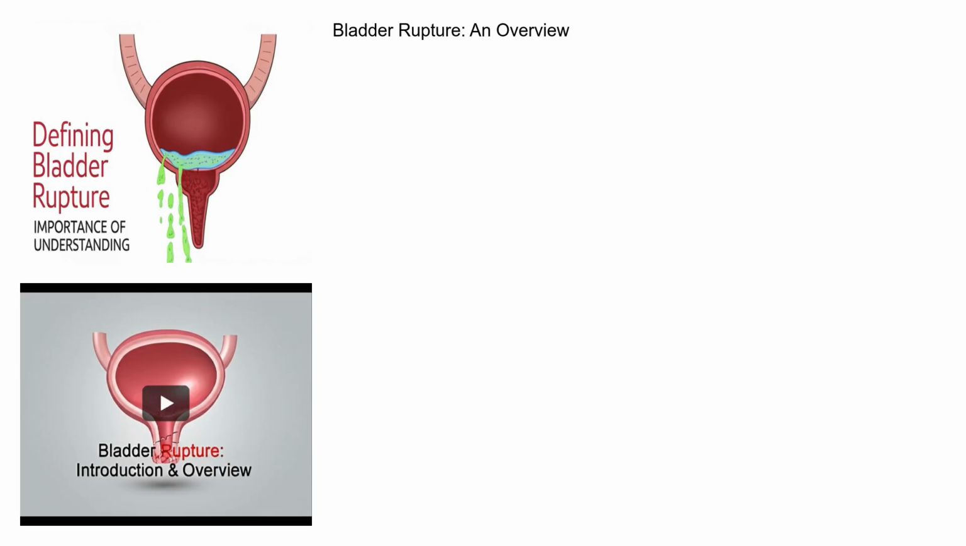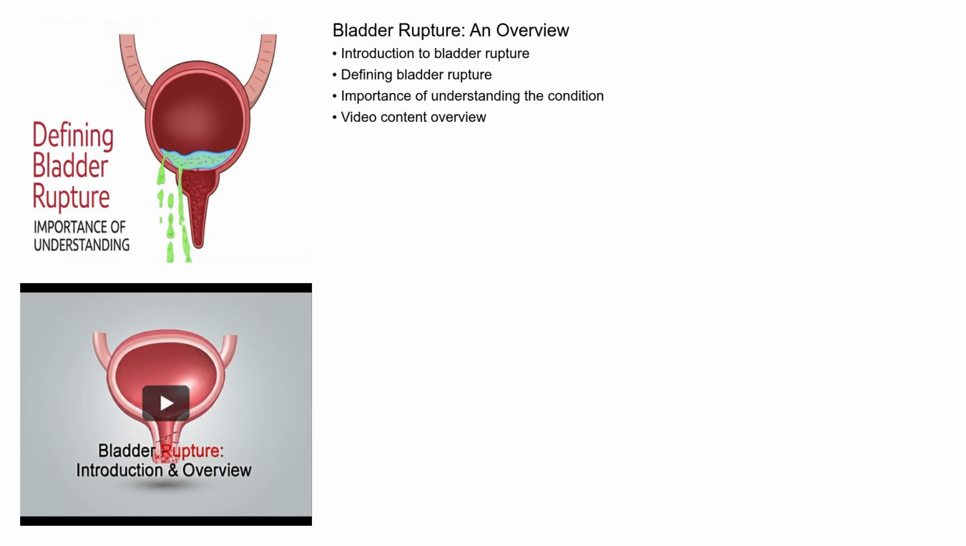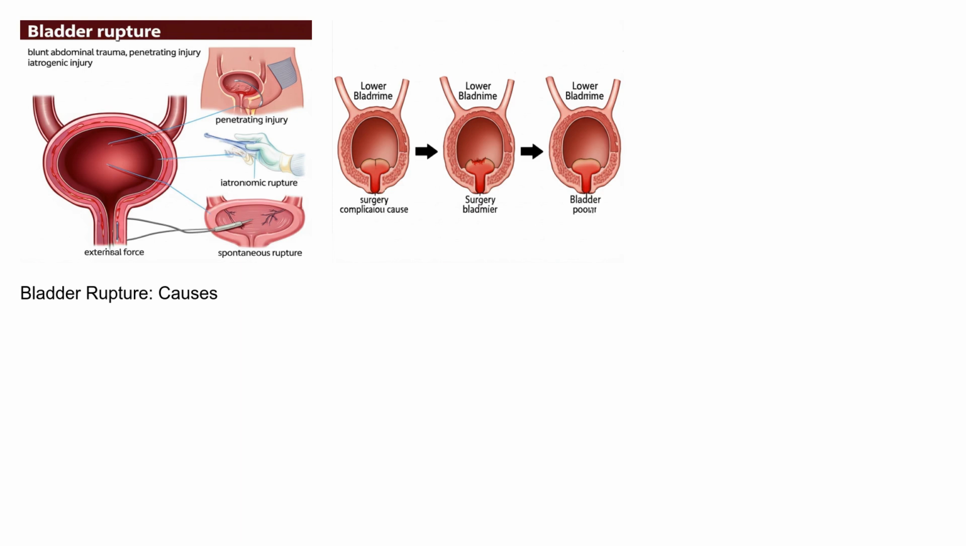Welcome to this video about bladder rupture, a serious medical condition where the bladder wall tears. We'll explore the causes, symptoms, diagnosis, treatment, and more to give you a comprehensive understanding of this condition. Bladder rupture can occur due to various factors.